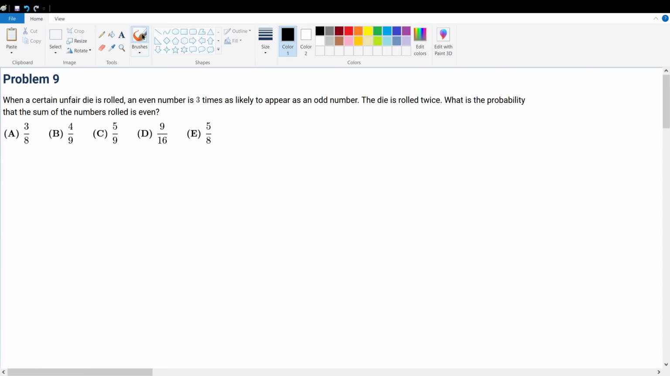Problem 9. When a certain unfair die is rolled, an even number is 3 times as likely to appear as an odd number. The die is rolled twice. What is the probability that the sum of the numbers rolled is even?